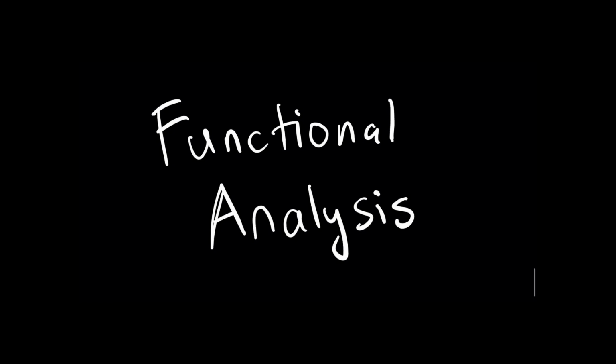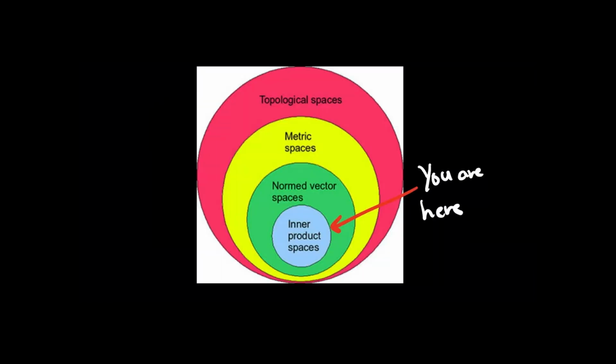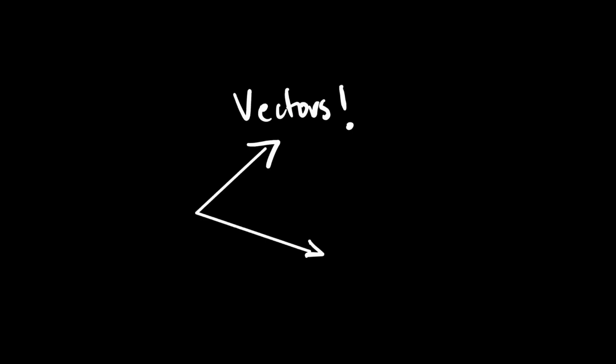So let's begin. Functional analysis works mostly with spaces that are inner product spaces. So here's a handy Venn diagram. I forget what these things are called, but it's showing how these things are arranged in a hierarchy. We are going to talk about normed vector spaces, which is the topic of this video right now. And vectors, everyone's favorite topic from maths.